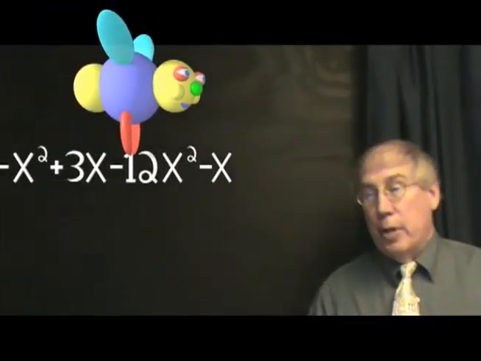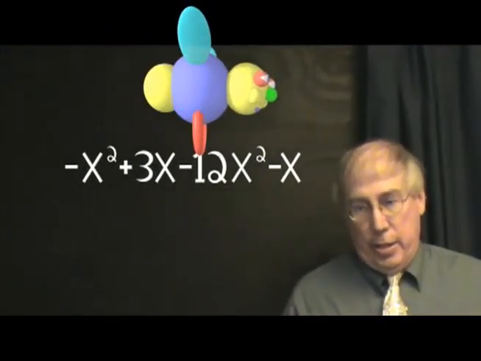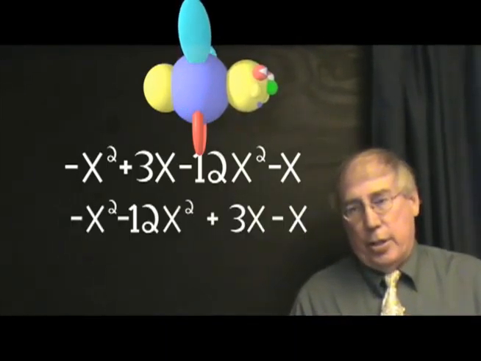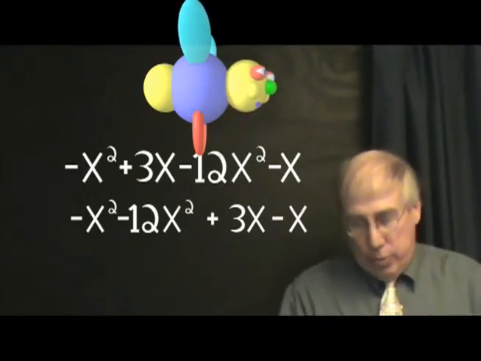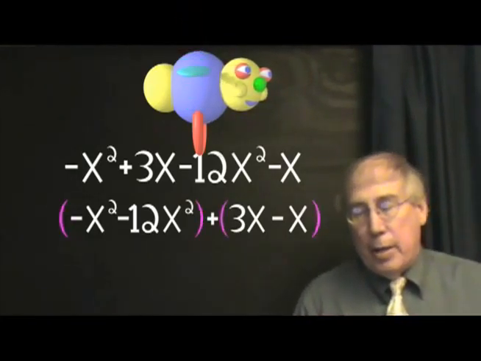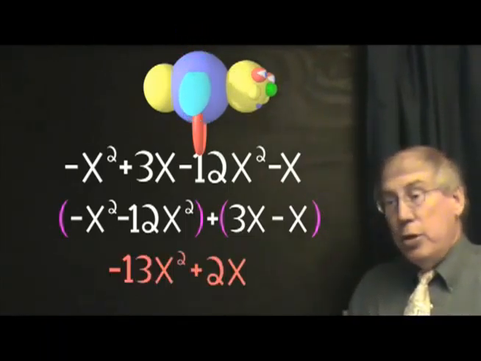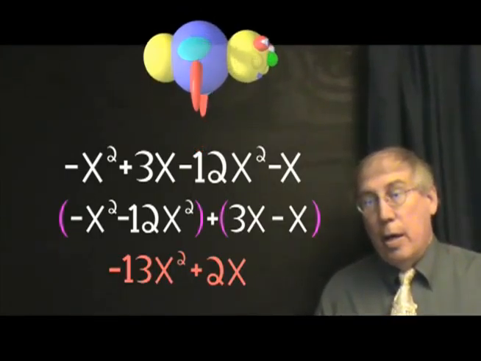This is John Bernoulli bringing in a problem. Now notice we have x squares and x's. Well, x squares don't combine with x's. So we'll put the like terms together, so we'll do the x squares by themselves and the x's by themselves. And so we should come up here with a negative 13x squared plus a 2x.